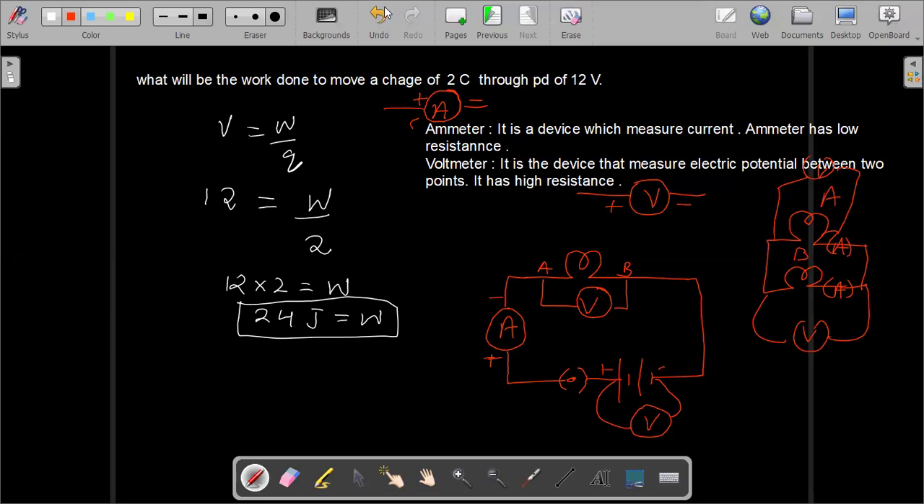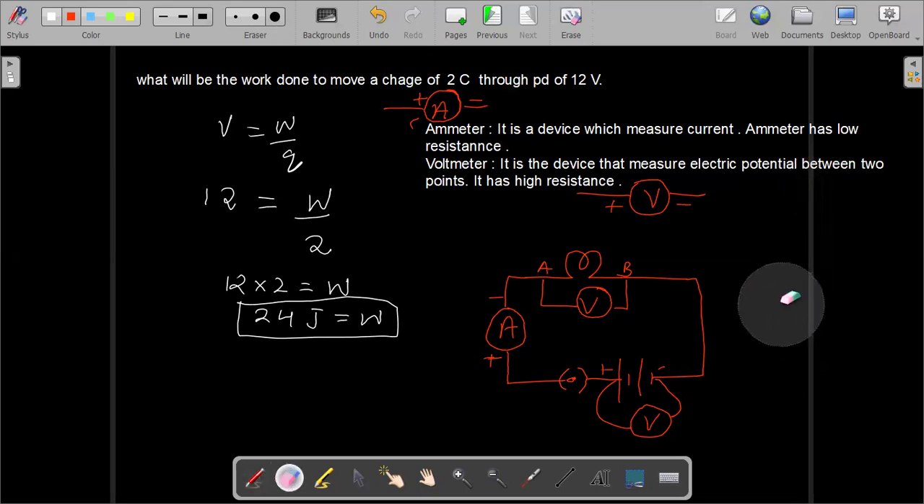Yes, sir. Okay. So with this, you get some small questions in your board exams. The questions may contain a circuit diagram, and they might ask you to find out which diagram is correct and which one is incorrect. So see what all things you need to take care of here. Your voltmeter should be connected in parallel. Your ammeter should be connected in series.